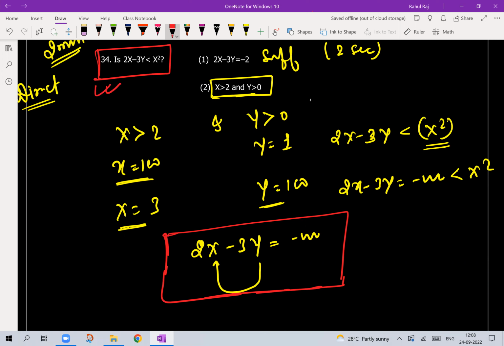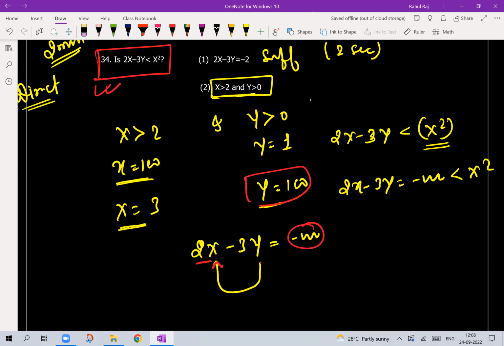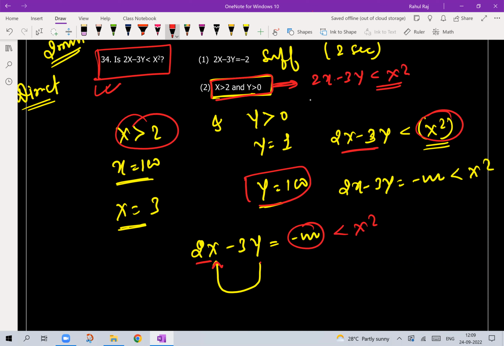So here, instead of taking some random values trying to create a yes or no situation, all I'm trying to see is that in 2x minus 3y, if I take value of y greater than value of x, I'll get a negative value. And this negative value will always be less than x square. If you take value of x more, x square will become a big number. So 2x minus 3y in that case also will be less than x square. So you take any value where x is greater than 2 and y is greater than 0, 2x minus 3y will always be less than x square. So even this is sufficient. So can I mark answer D?